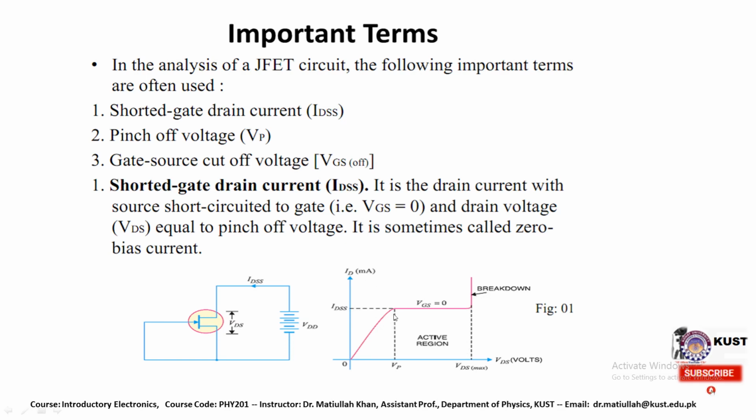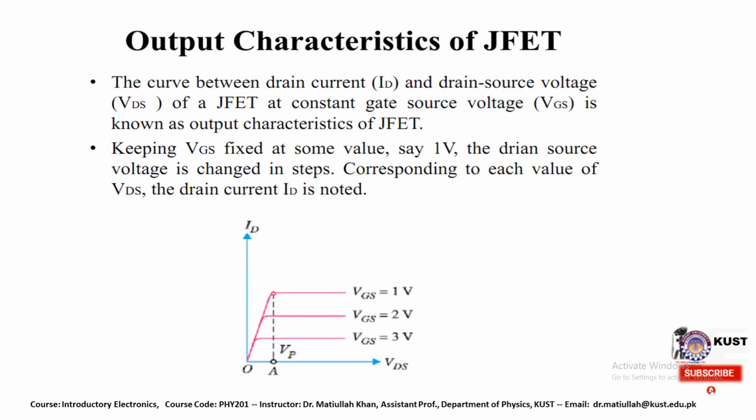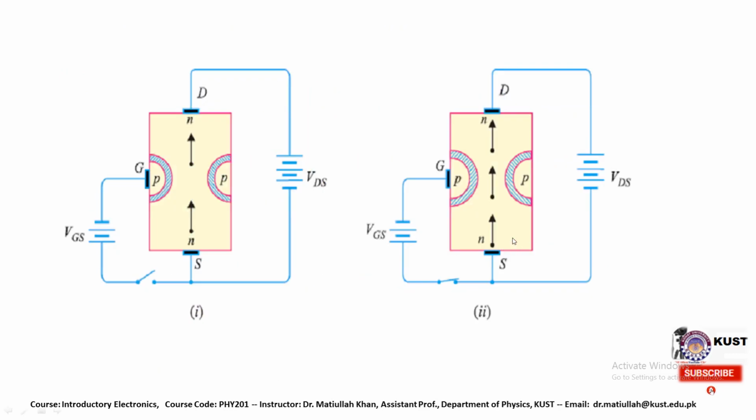So this is the important thing, and among all these things the most important is the active region, in which we have a constant current. Physically we can interpret the constant current like this: if we increase the magnitude of this potential difference, then this width increases, and there is a constant width that is presented over here.